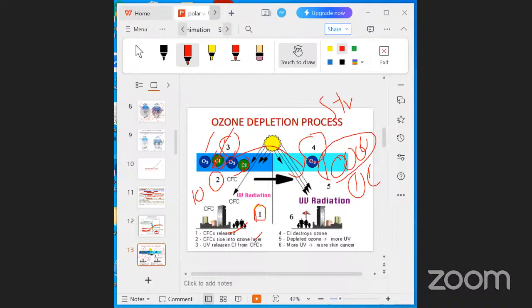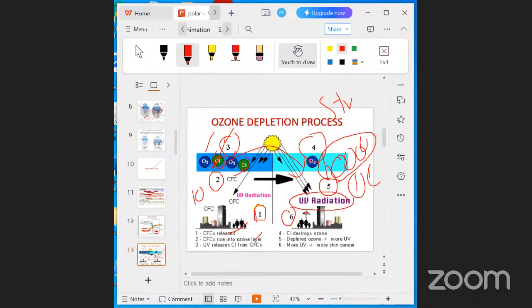So the ozone, next fifth point, right? So fifth point, what is that? Depleted, right? So depleted ozone allows more ultraviolet radiation to pass through the atmosphere. And sixth one is, you see here.